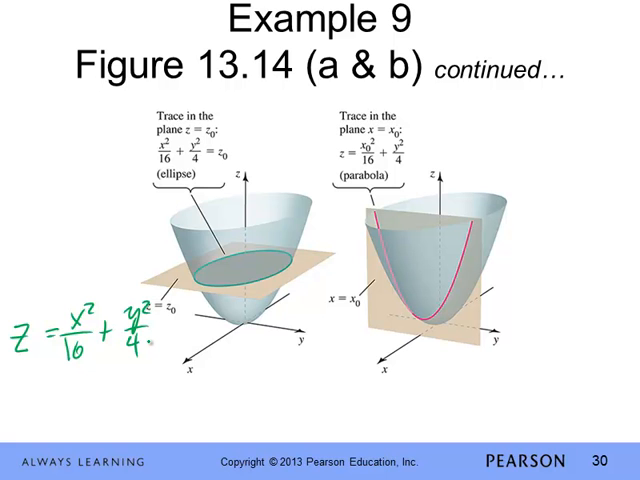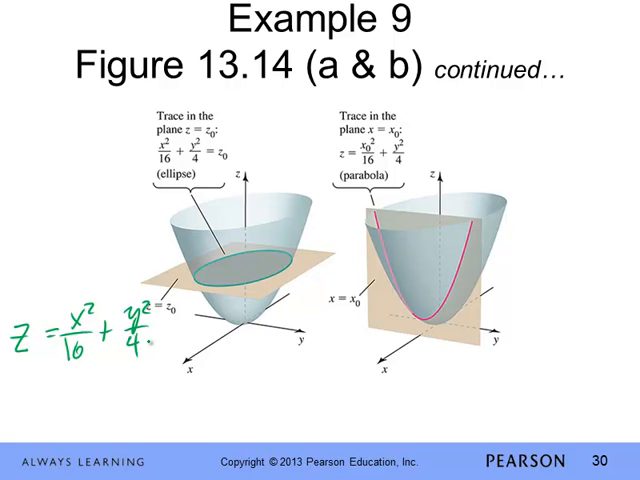But for fixed values of z, then you will have ellipses. So if z equals 1, you'll have some ellipse. If z equals 2, you have another ellipse. z equals 3, you'll have yet another ellipse. So for different positive values for z, you'll have this family of ellipses as traces. Contours, right? Talk about contours here in a little bit.